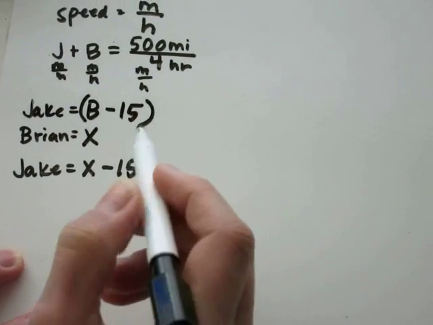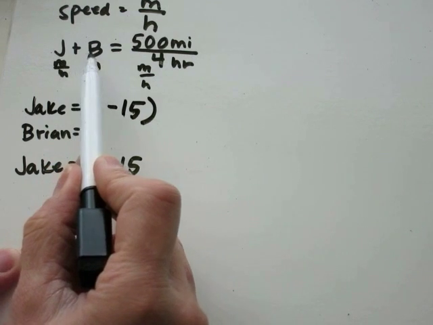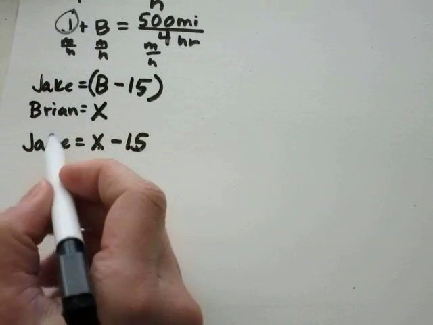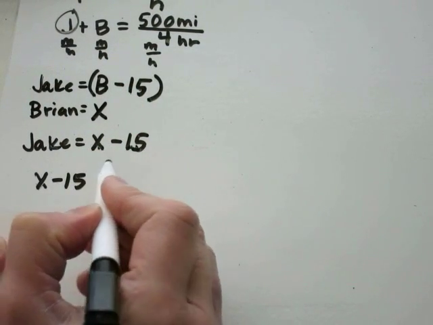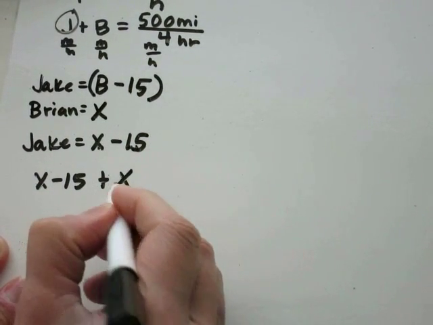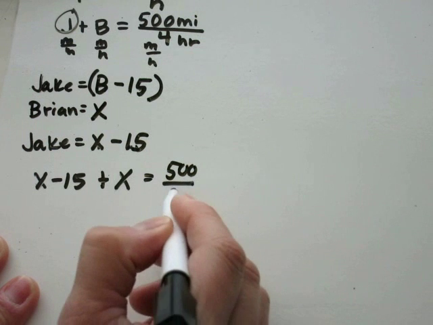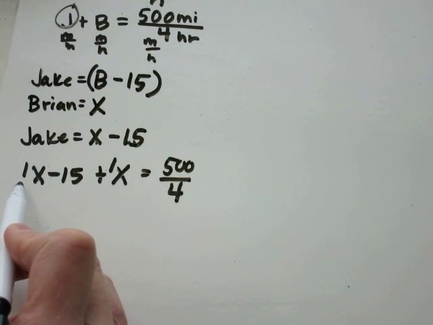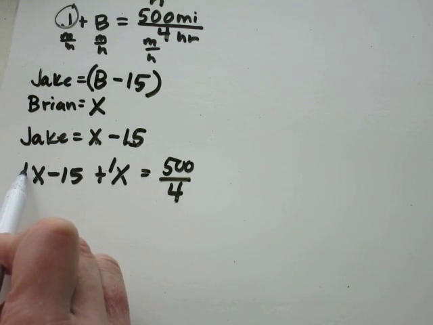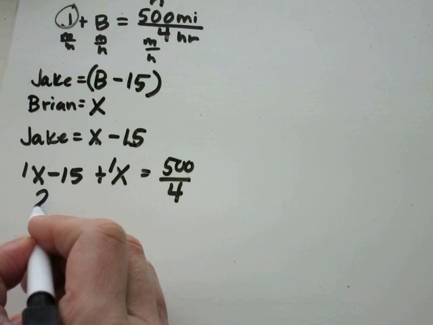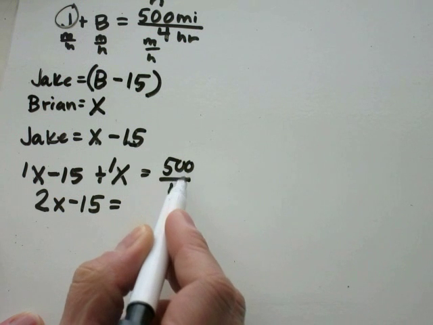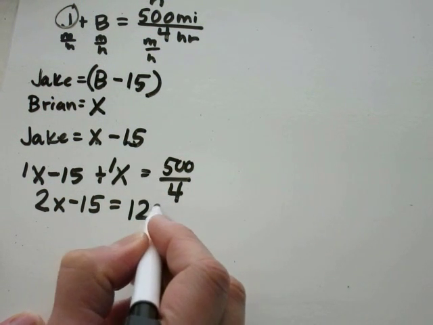minus 15. Back up here in our original problem, we're having Jake plus Brian equals 500 divided by 4. So up here instead of j, we'll say x minus 15. And now we're going to add Brian, and we're saying Brian is x equals 500 divided by 4. Since there's no coefficient of x, you know it's going to be 1. I'm just going to go ahead and combine my x's. So I have 1x plus 1x will give me 2x minus 15 equals 500 divided by 4, which is 125.